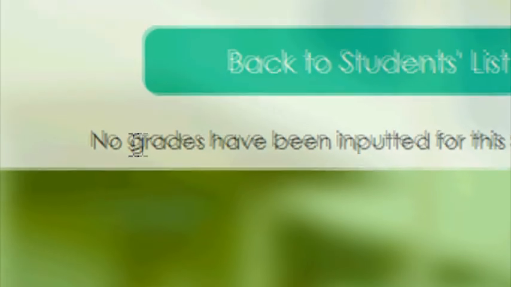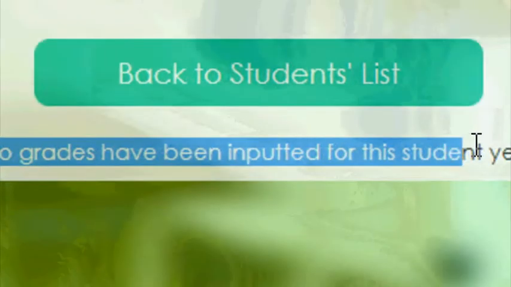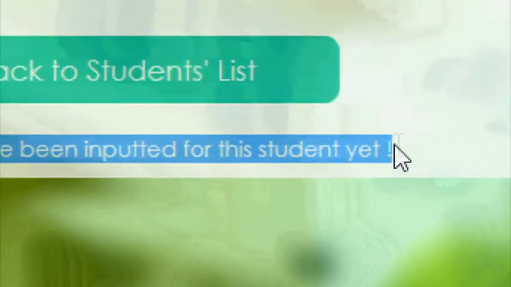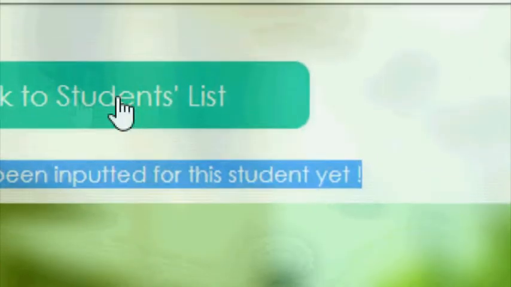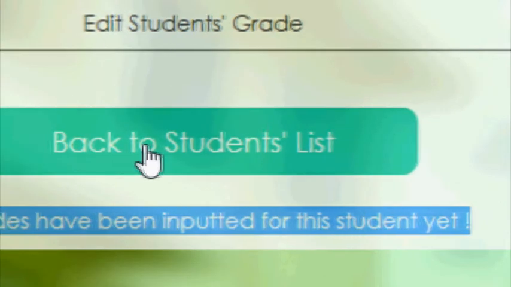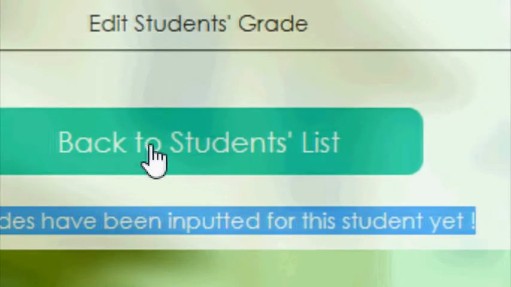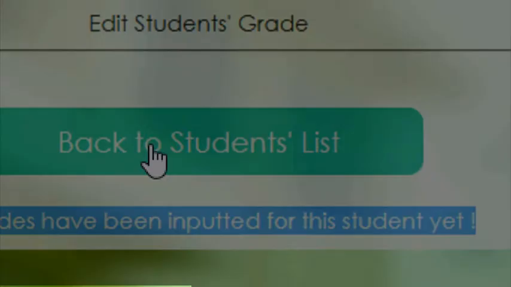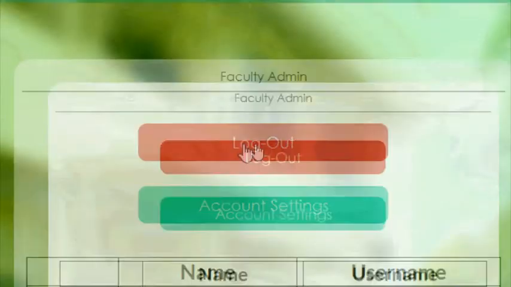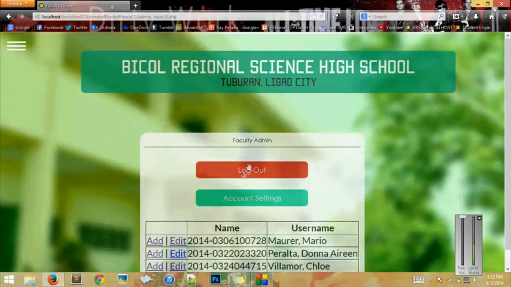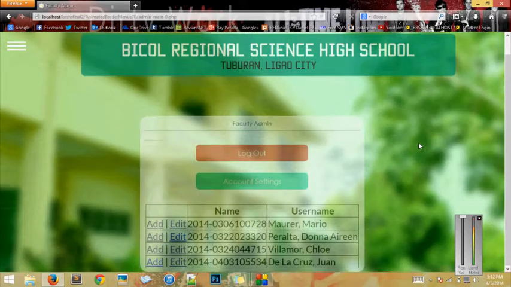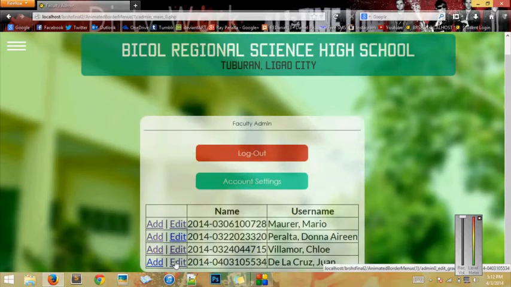As you can see, there are no grades inputted for this student. So let us go back to the students list. Click the button at the top. And now we're back. So before we edit, we should add. Clicking the add button will grant you the privilege to add grades on all of his subjects.